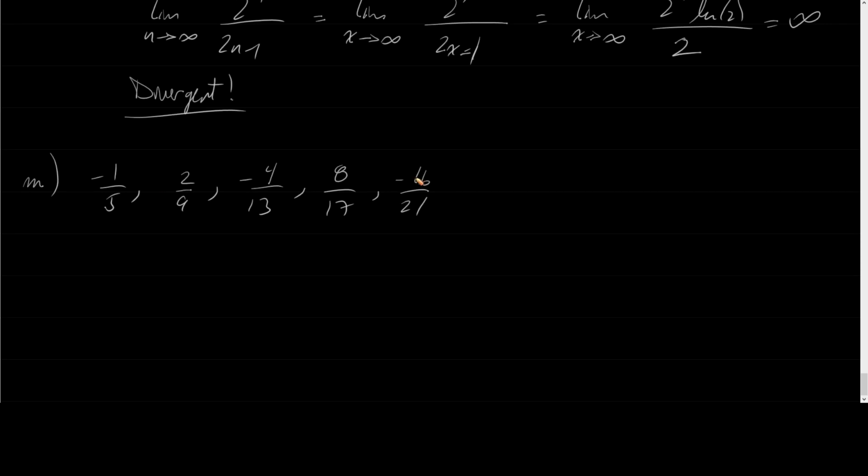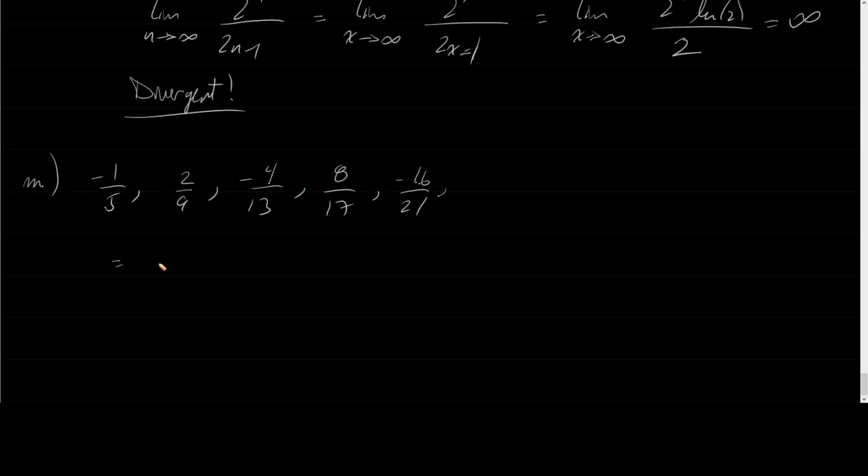The numerator is still powers of 2, right? Starting with 1, doubled 2, doubled 4, doubled 8, doubled 16. But we also see that the sign is alternating: negative, positive, negative, positive, negative. So we have an alternating value there.